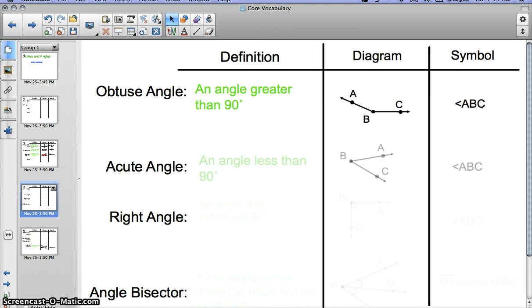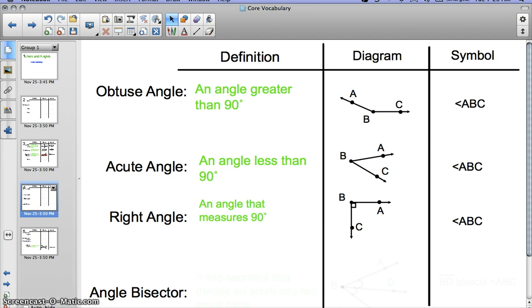Alright? An acute angle is an angle that is less than 90 degrees. And again, diagram, same kind of deal. The symbol is still the same. I guess I could use different letters just to show you. But again, 3 letters, the middle letter has to be your vertex. A right angle, an angle that's measured, is equal to 90 degrees. And diagram, obviously you've got the little box, which represents your 90 degrees. Symbol doesn't change.